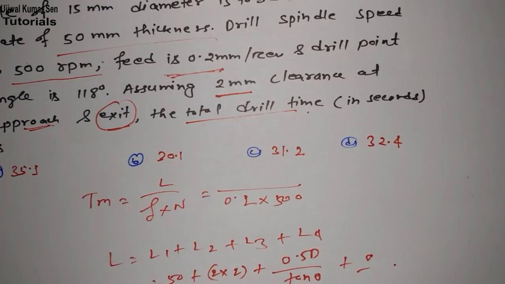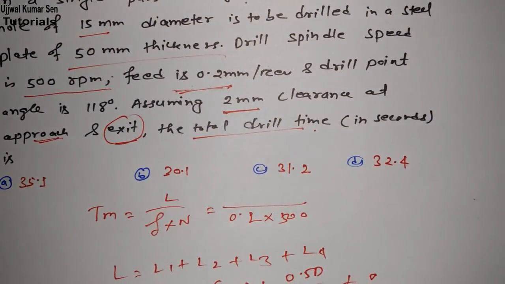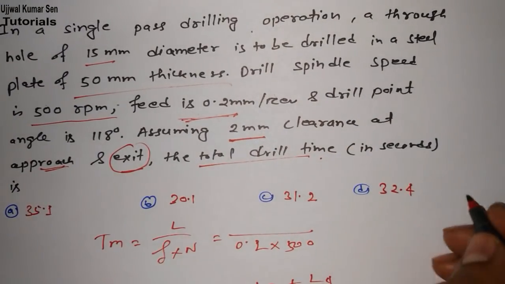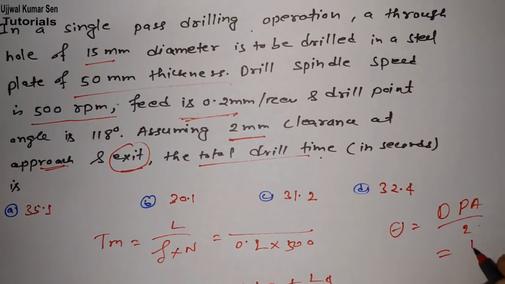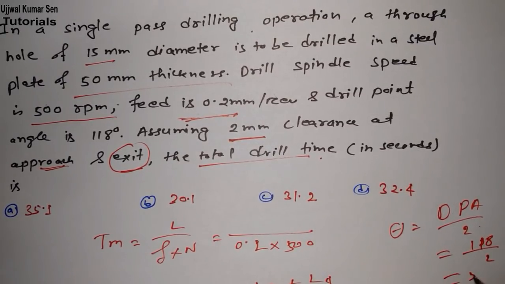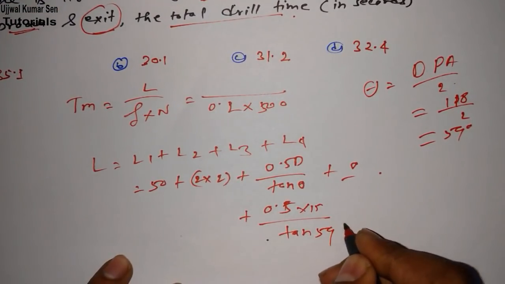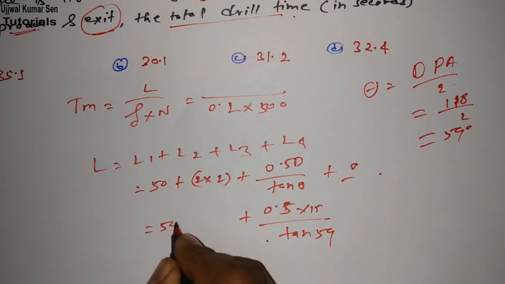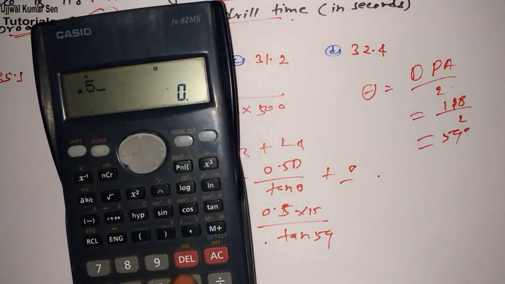So 0.5 d, what is d? Diameter is 15. And tan θ, what is theta? They have given the drill, theta is equal to, as I have already shared, drill point angle by 2, that is 118/2, that is 59 degrees, right? So here I can write 59. Okay, so I have to just calculate this. So 54 plus this one is how much? For this I need to use a calculator, right?